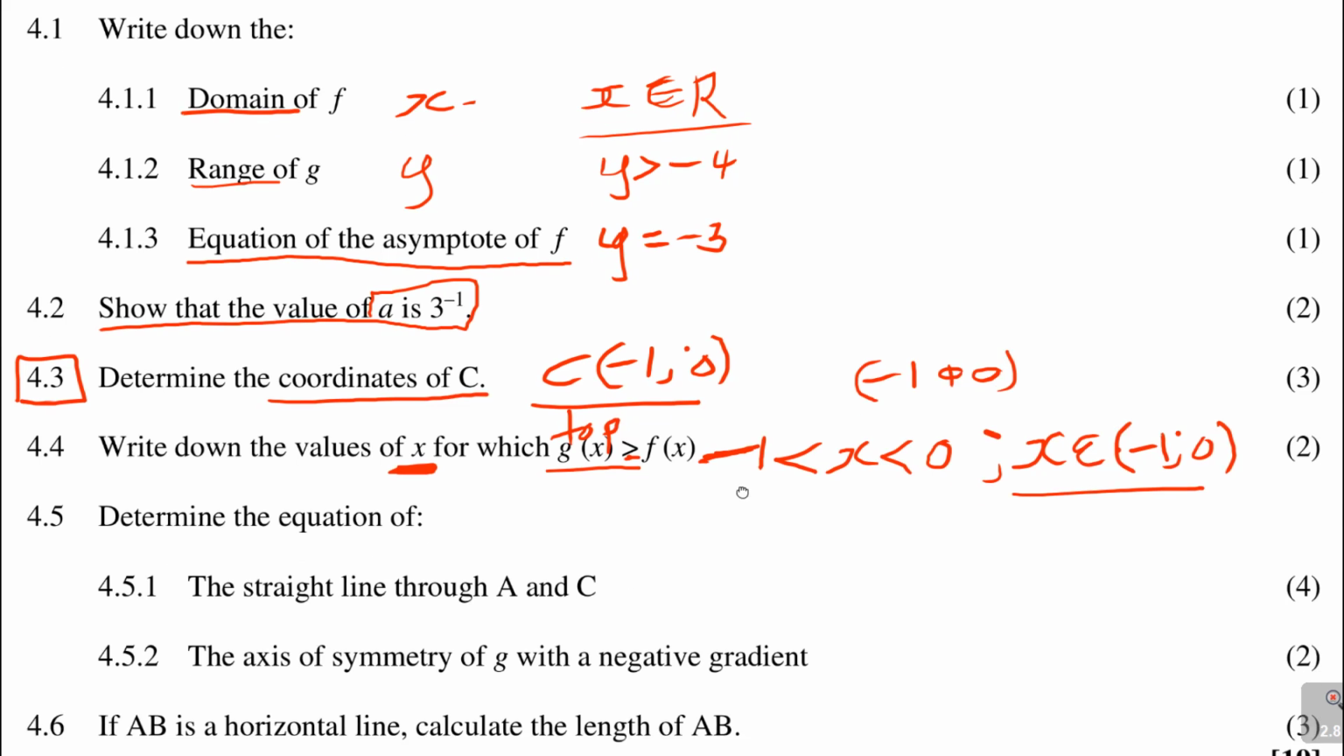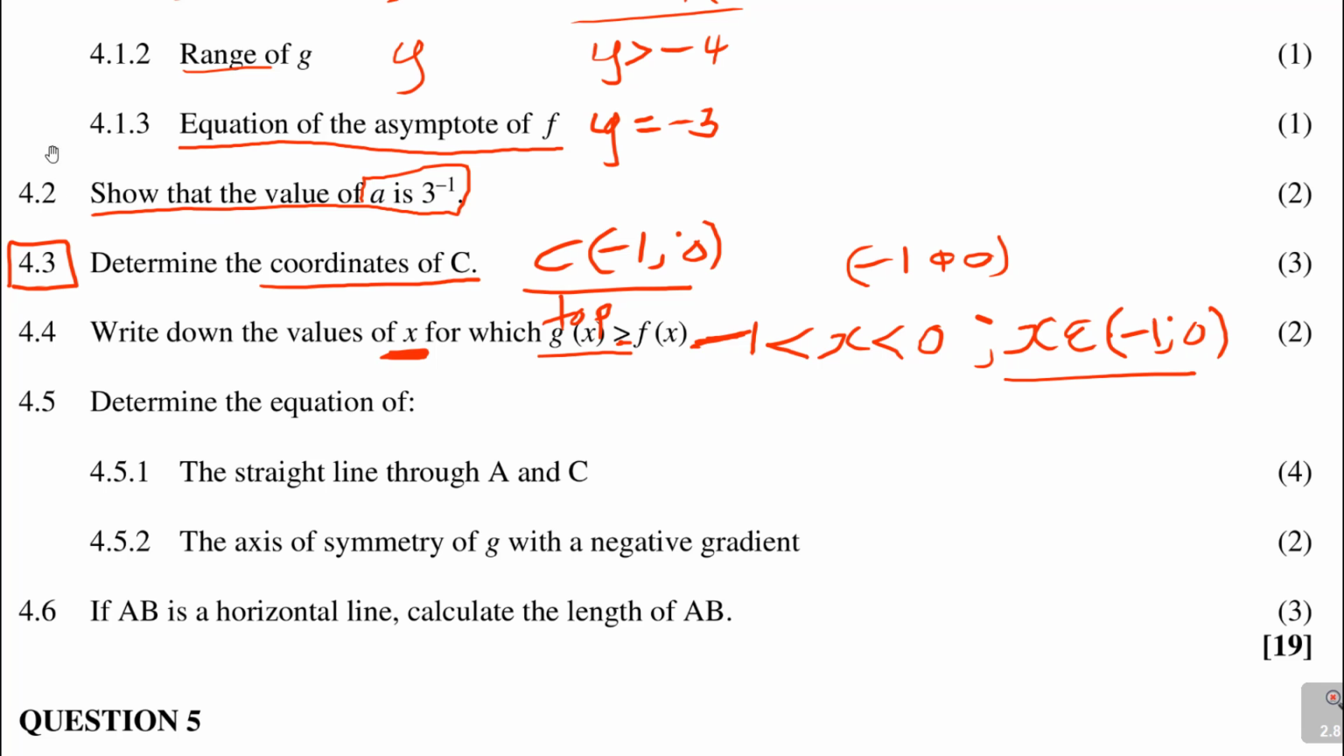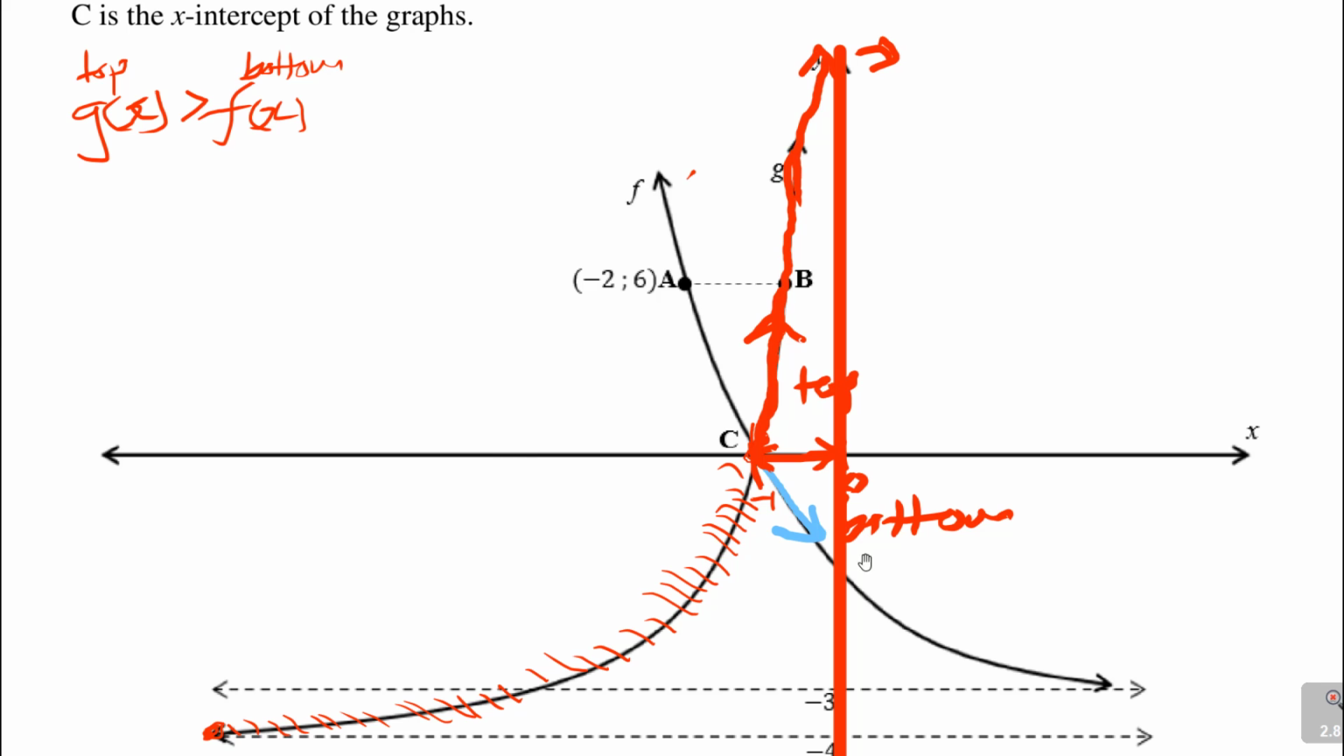Determine the equation of the straight line through AC. How many marks? 4 marks. The straight line through AC. Now they're talking about the equation of a straight line. Remember the equation of a line? What is it? y is equal to mx plus c. They want that equation. So now they want the straight line through AC.